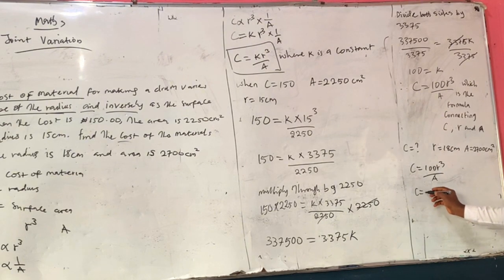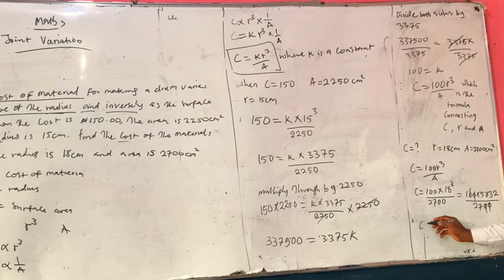So C now becomes 100 times our R is 18, and R has a cube, all over A, which is 2700. So what's 18 cubed? 18 times 18 times 18 is 5832, divided by 2700. So we can divide out this 00 with 100, and then we have 5832 divided by 27. What are we going to have? 216. So C is 216.